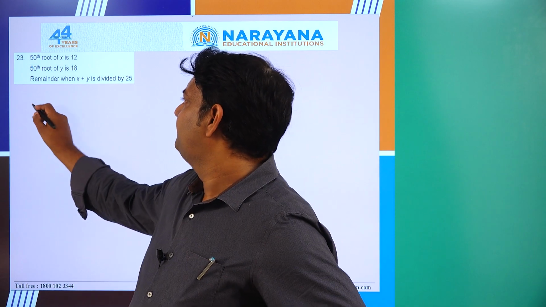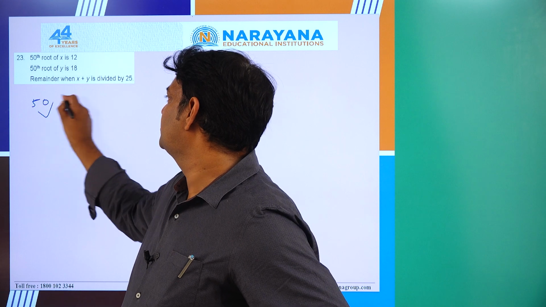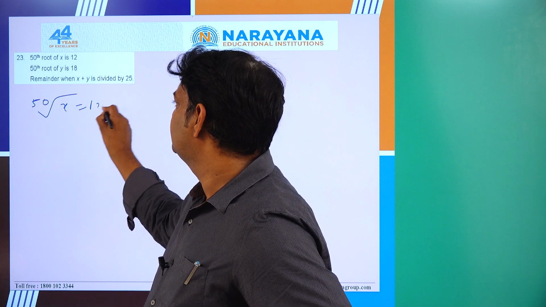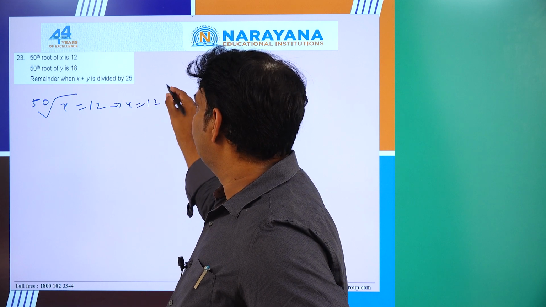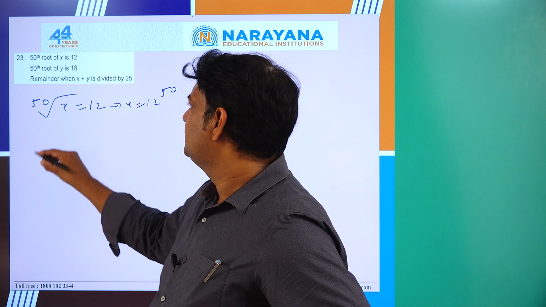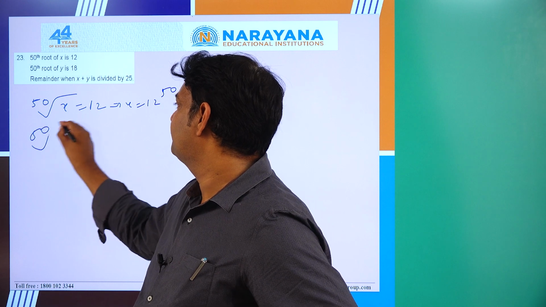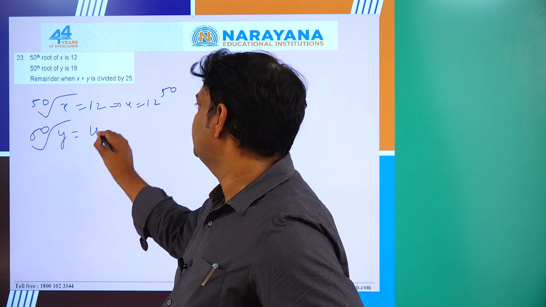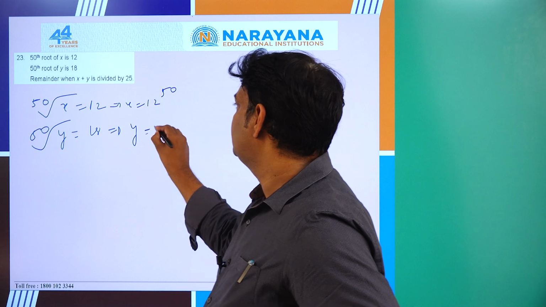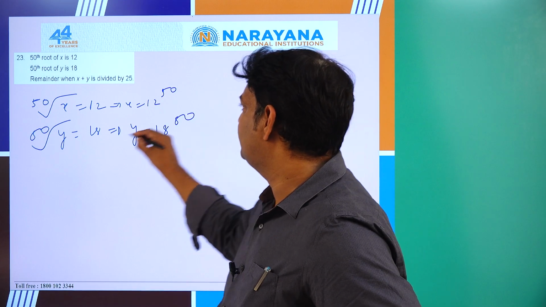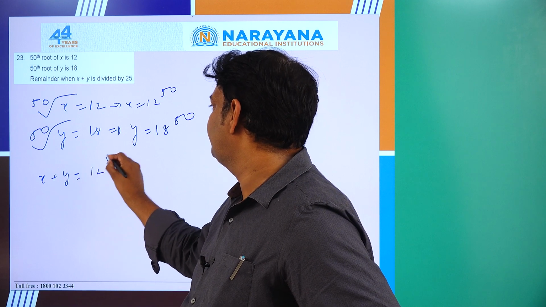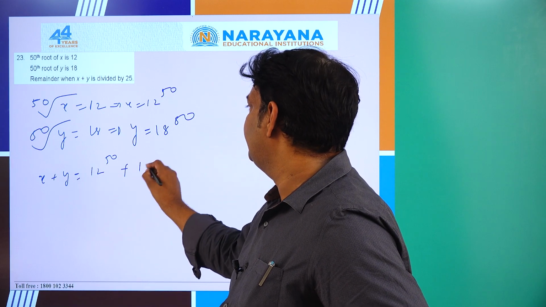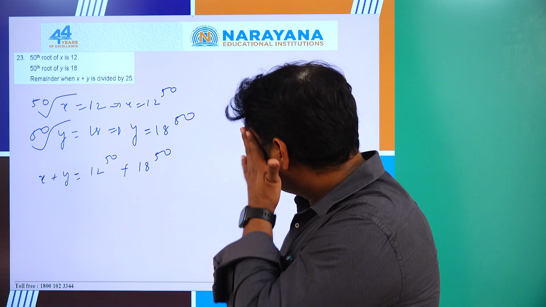This is now another good problem, I will say. 50th root of x is how much? 12. Means what is the value of x? 12 power 50. 50th root of y is how much? 18. So what is your y? 18 power 50. What is x plus y? 12 power 50 plus 18 power 50.